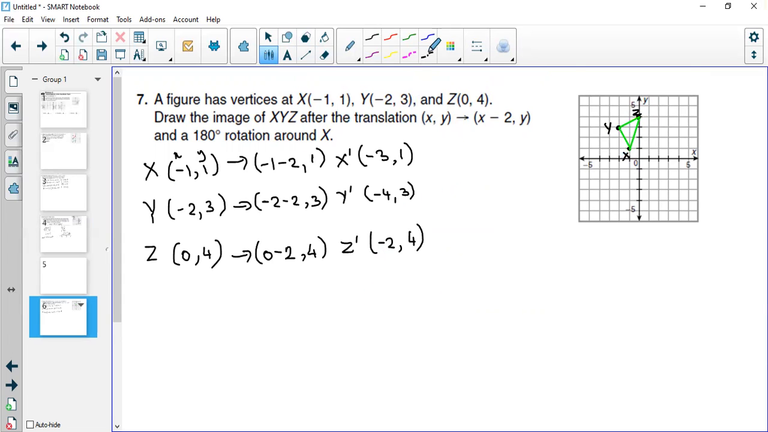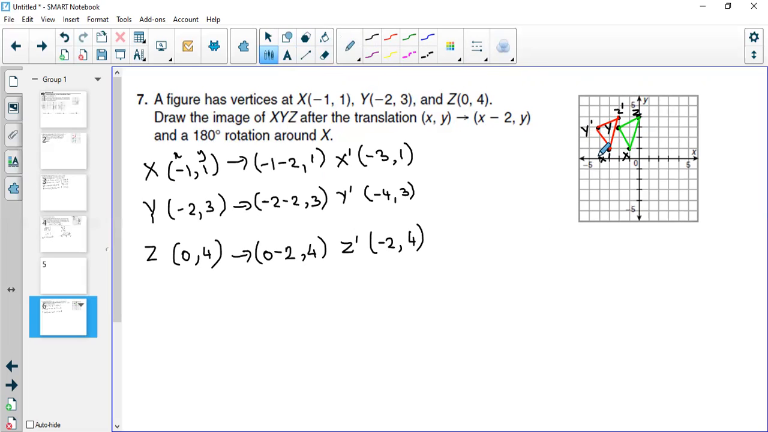Okay, that was the coordinates for the pre-image. So let's draw the image now. Even I'm getting confused with this image and pre-image. Okay, x prime is negative 3 and 1. So negative 3 and 1 is here. Okay, this is x prime. Y prime is negative 4 and 3. So negative 4 and 3 is here. And z prime is negative 2 and 4. So it is here. So let's just join them. Okay, so we need to name it as x prime, y prime, and z prime.